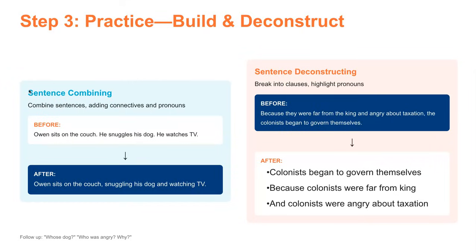After students practice these, ask follow-up questions like, whose dog is snuggling? Who was angry, or what and why? This reinforces understanding of the relationships. In a moment, we'll practice these together. But first, let's look at the prompts you can use.